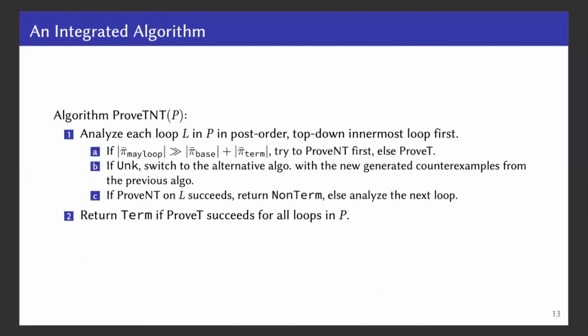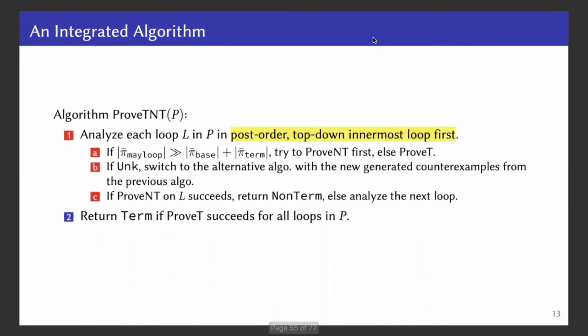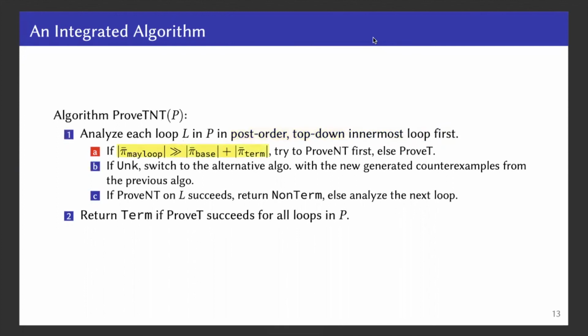We also unify the termination and non-termination algorithms into an integrated algorithm for proving both termination and non-termination. We analyze each loop in the program in bottom-up order, innermost loop first. If the number of partially non-terminating traces is larger than the terminating traces, we try non-termination first. Otherwise, we try termination first. If the result is unknown, we switch to the alternative algorithm with the new counterexample from the previous algorithm.